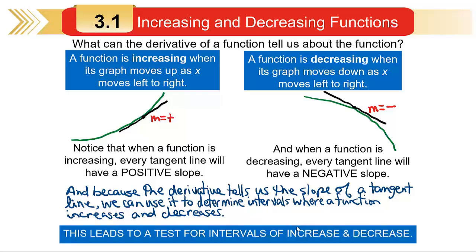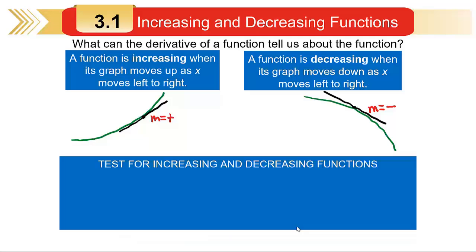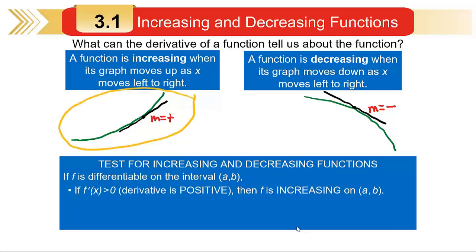This idea leads to something that's going to give us a test for intervals of increase and decrease for a function. And here it is. If you have a function that's differentiable on some interval, say a to b, if the derivative is greater than 0, being greater than 0 means that it's positive. If the derivative is positive, then the function is increasing on the interval from a to b.